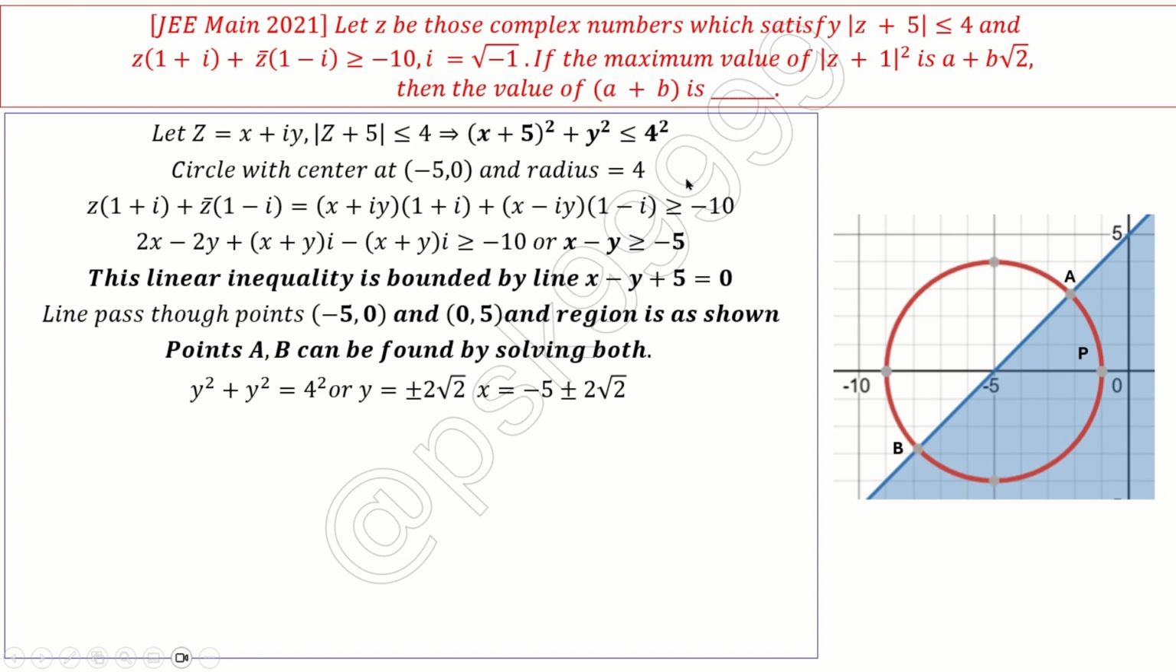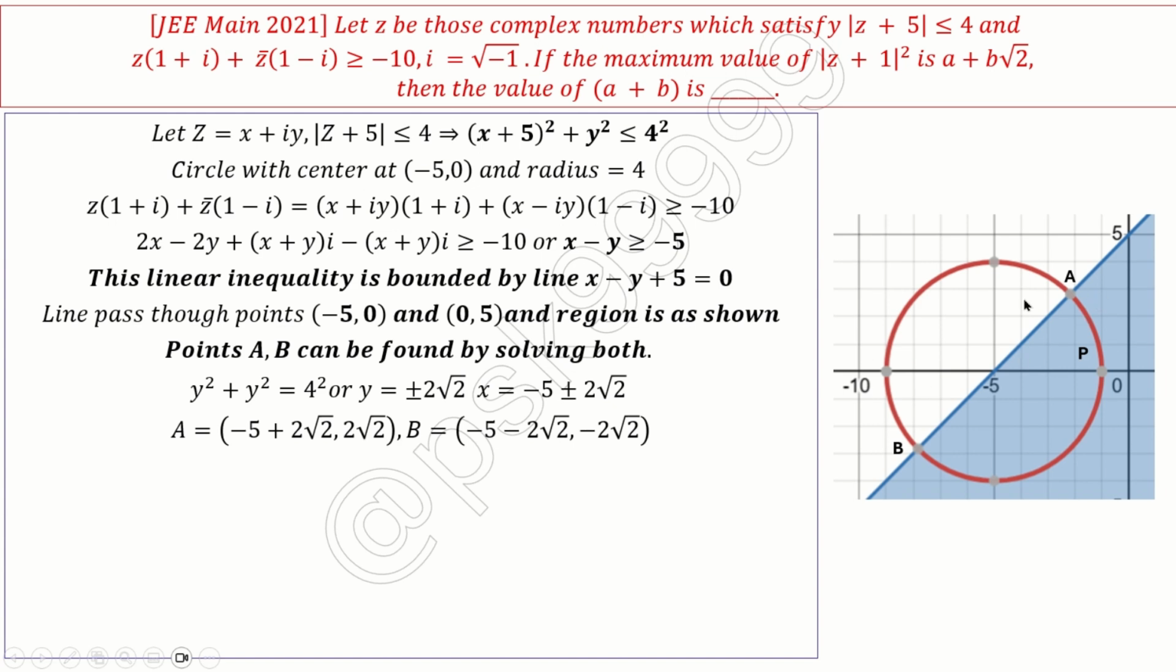If I substitute, I'll get the answer, right? So x plus y equal to y. If I substitute in this one, I'll get y square plus y square equal to 4 square, or y equal to plus or minus 2 root 2, and x is minus 5 plus or minus 2 root 2. Okay, so my point A is this one. A is minus 5 plus 2 root 2 comma 2 root 2.